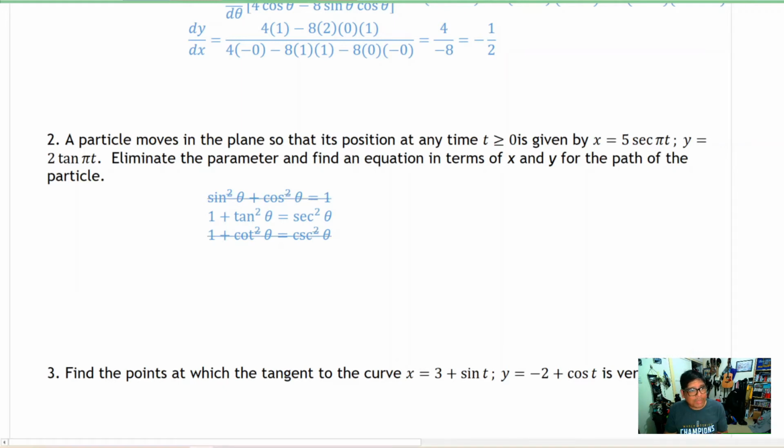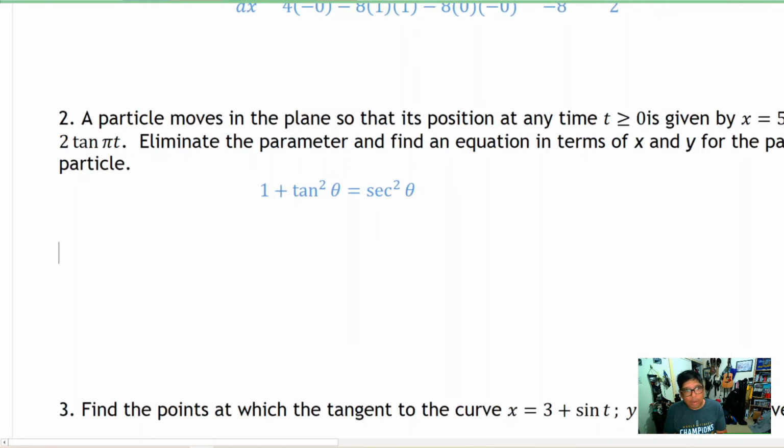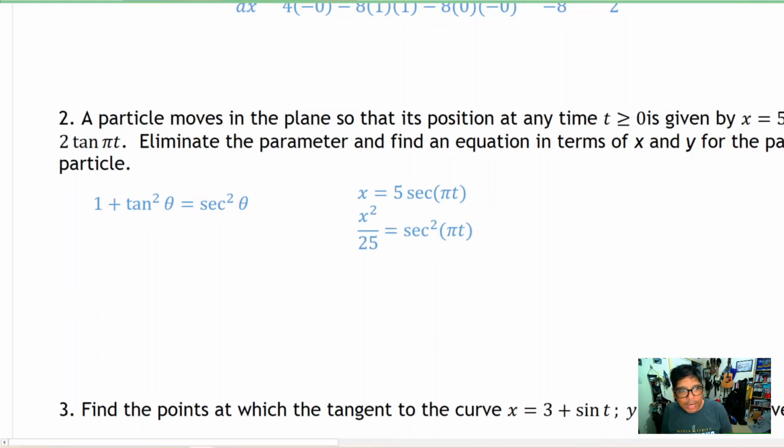So based on what I'm seeing, we don't want the first one or the third one. We want 1 plus tangent squared theta equals secant squared theta. We know that x equals 5 secant pi t, which means x over 5 equals secant of pi t, and x squared over 25 is secant squared pi t.